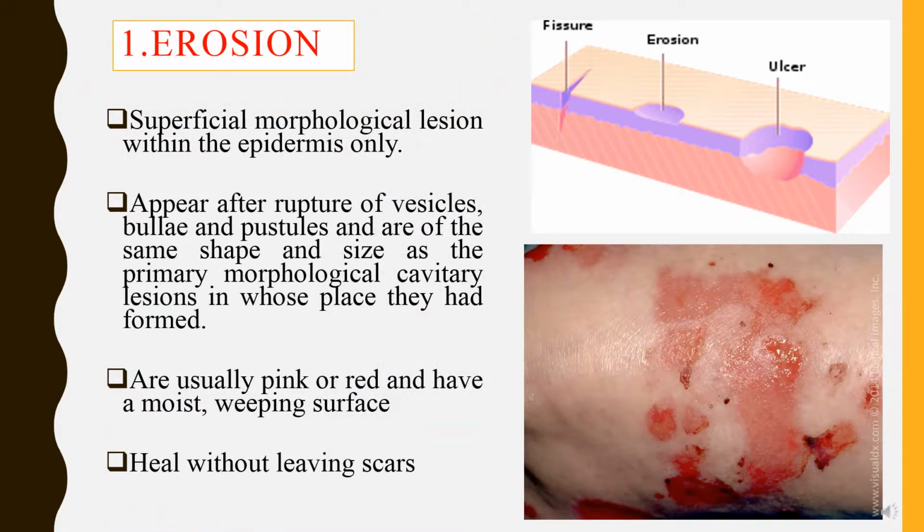Erosion is a superficial skin defect within the epidermis. Erosions appear after the rupture of the vesicles, bullae, and pustules, and are of the same shape and size as the primary morphological cavity lesions. They are usually pink or red and have a moist, weeping surface. Small lesions form after rupture of the vesicles in patients with eczema and herpes zoster. This secondary morphological lesion heals without leaving scars.